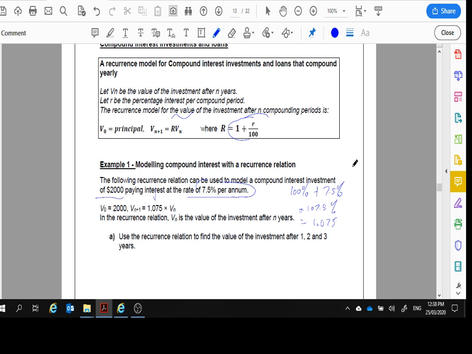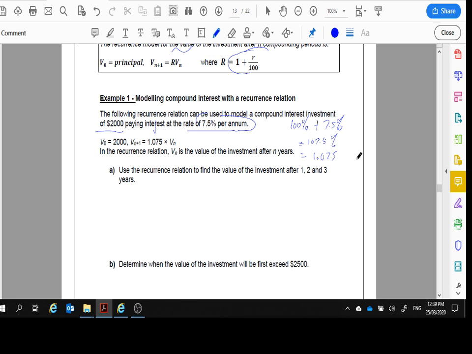So we can do this two ways. This one here I'm going to show you how to do it the long way, just in case they ask you in the exam. So use the recurrence relation to find the value of the investment after 1, 2, and 3 years. So after 1 year, we have 1.075 times V of 0, which is $2,000. And when we do that, we're going to get 2150. V of 2, we're going to go 1.075 times V of 1, which is 2150. And of course, when I work that one out, we're going to get 2311.25, and then V of 3, and go 1.075 times V of 2, which is 2311.25, and that gives us 2484.59.